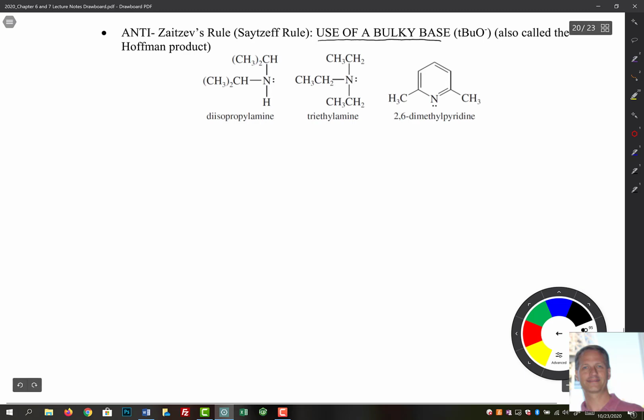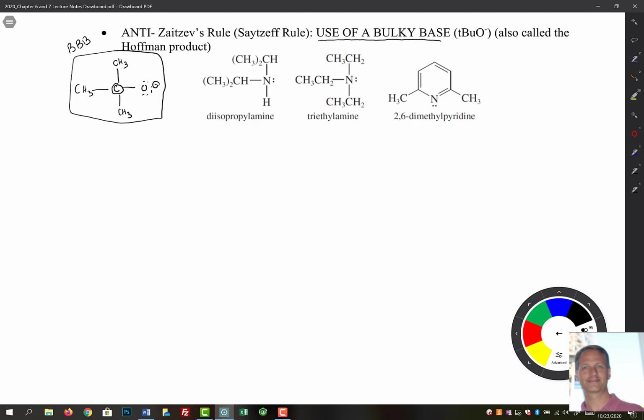So t-butoxide is a CH3 group connected to a carbon, connected to an oxygen with a minus charge. But then on this carbon we have 3 CH3 groups. So that's a pretty classic big, I call them big, bulky bases. There's some other ones that creep in from time to time.